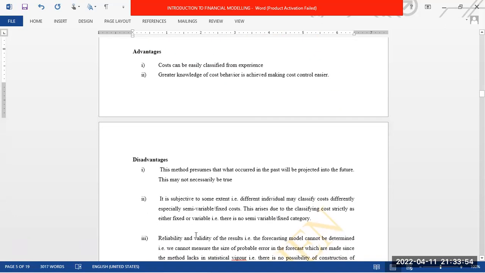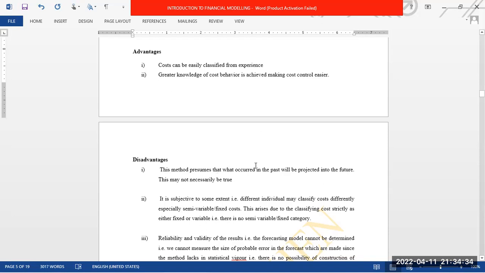What are some of the disadvantages of using the account analysis approach? Most of the time the method presumes that what occurred in the past will be projected into the future, and this may not necessarily be true. What happened in the past will always remain in the past, and that is why we use the term history. What comes in the future no one knows. So this approach might not necessarily be true.